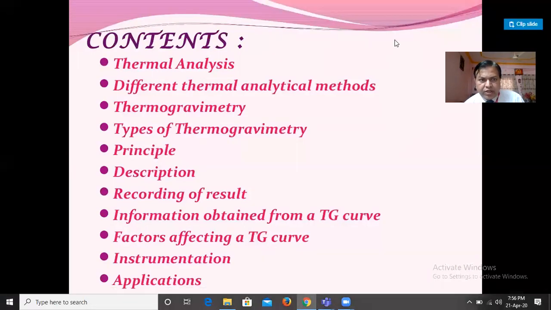Good morning, dear student. Today we are going to study thermogravimetric analysis. It contains thermal analysis techniques, different thermal analytical technique methods, classification, thermogravimetry, types of thermogravimetry, principle, description, recording of result, information obtained from thermogravimetric curve, factors affecting a thermogravimetric curve, instrumentation and application.